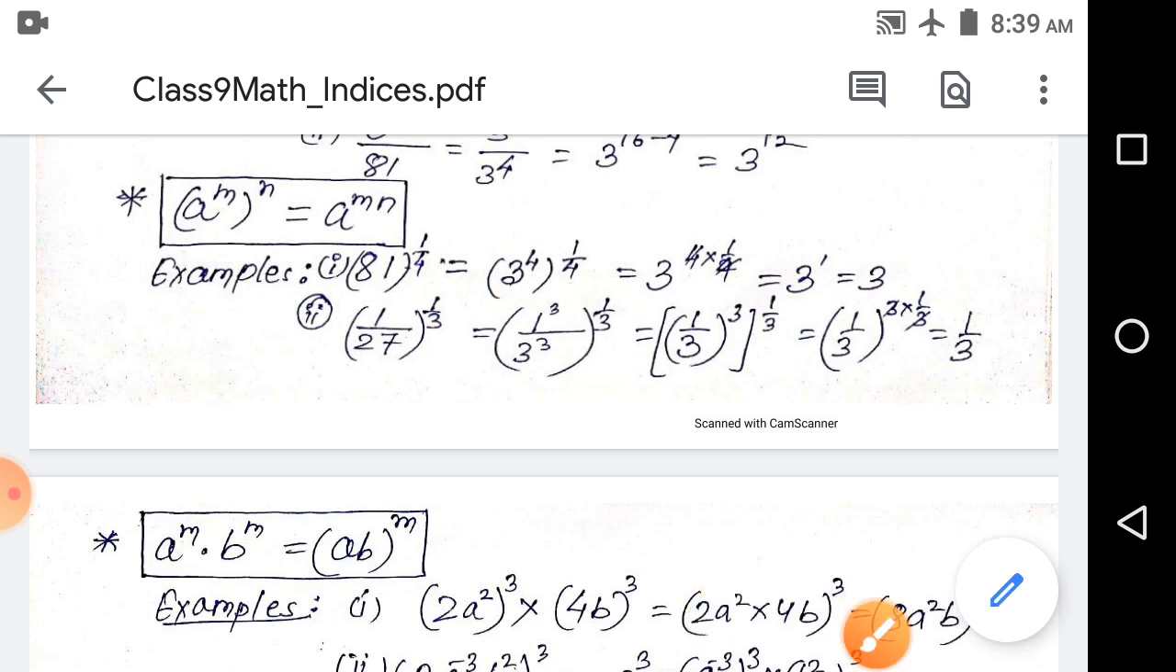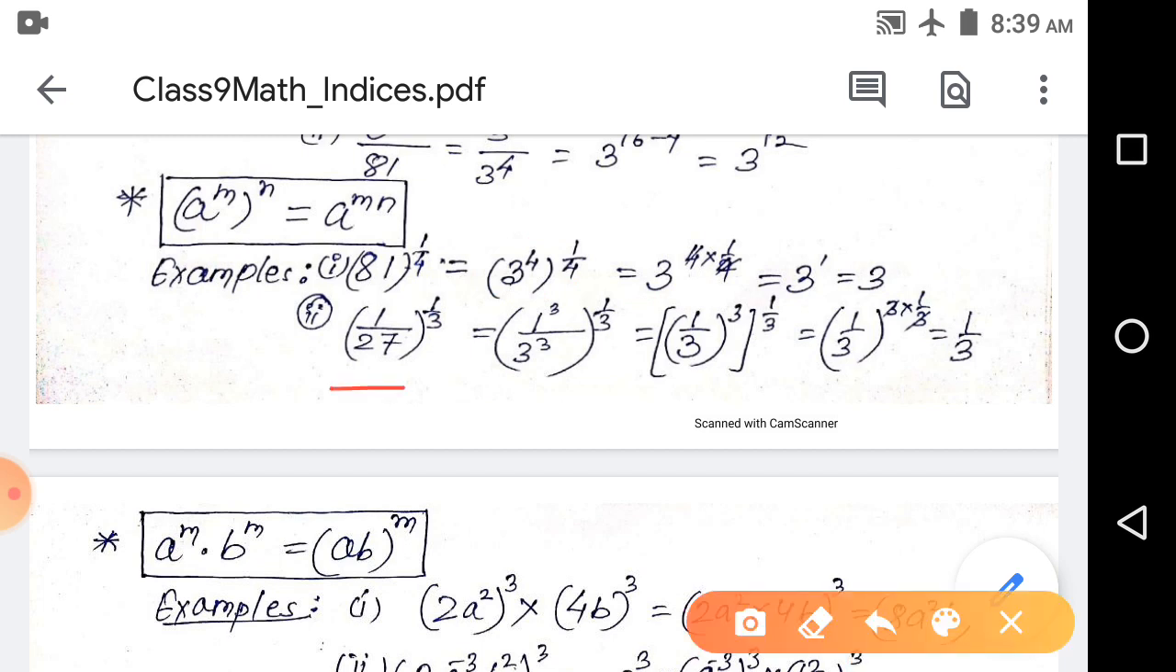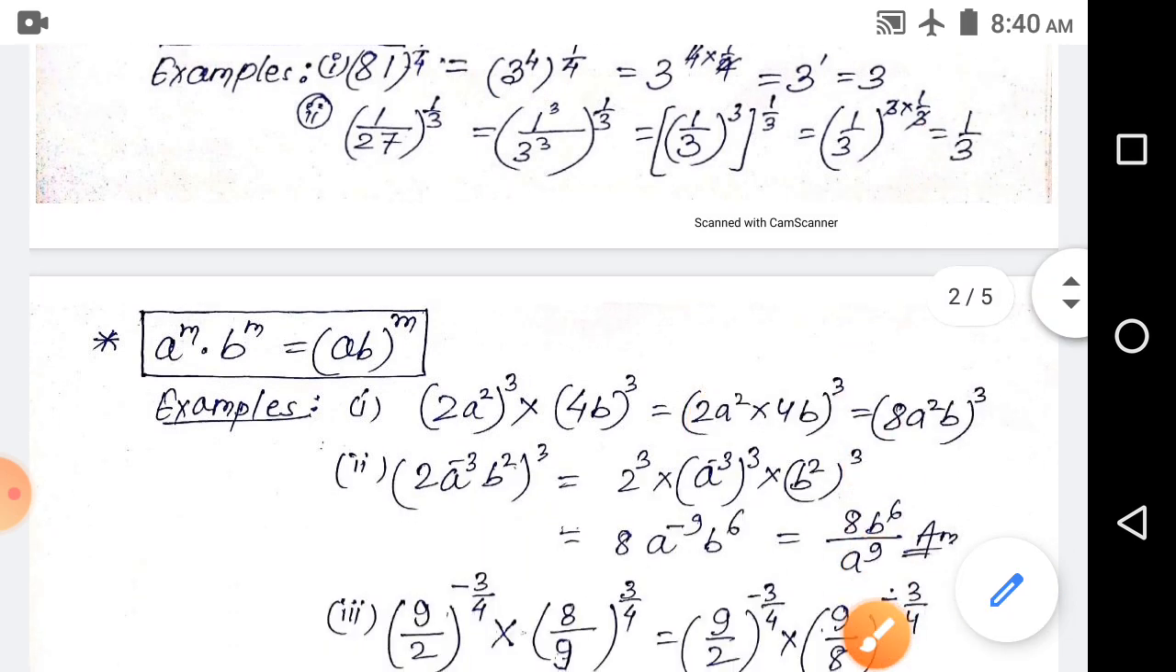One more example is written here, solved here. It is 1 by 27 whole to the power 1 by 3. So 1 by 27 can be written as 1 cube by 3 cube, because 27 means 3 cube. So it can be written as 1 by 3 whole cube, whole to the power 1 by 3. The powers are multiplied, and what we get at the last is 1 by 3. Go to the next formula.